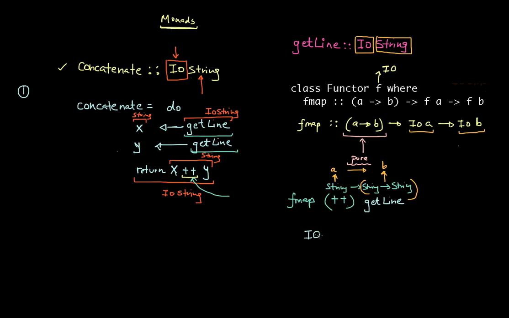What it really gives you is an IO of string to a string. It gives you this method wrapped inside the IO monad: a method that takes in a string and gives back a string, completely wrapped in the IO monad. So this is the type of this entire thing. The type of fmap ++ getLine is IO of string to a string.